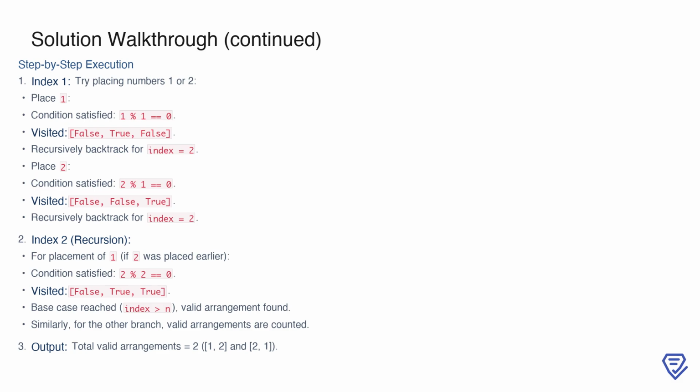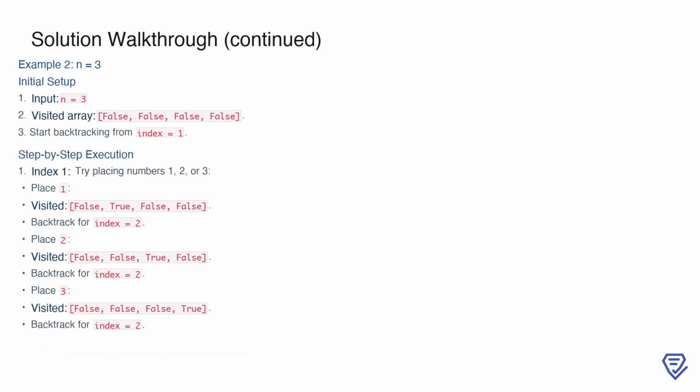If 2 is placed at index equals 1, we can only place 1 at index equals 2, and the condition is satisfied because 2 is divisible by 2. This gives us a valid arrangement, and we reach the base case since all indices are filled. Similarly, if 1 was placed at index equals 1, we can place 2 at index equals 2, satisfying the condition. By the end of this process, we find two valid arrangements, 1, 2, and 2, 1.